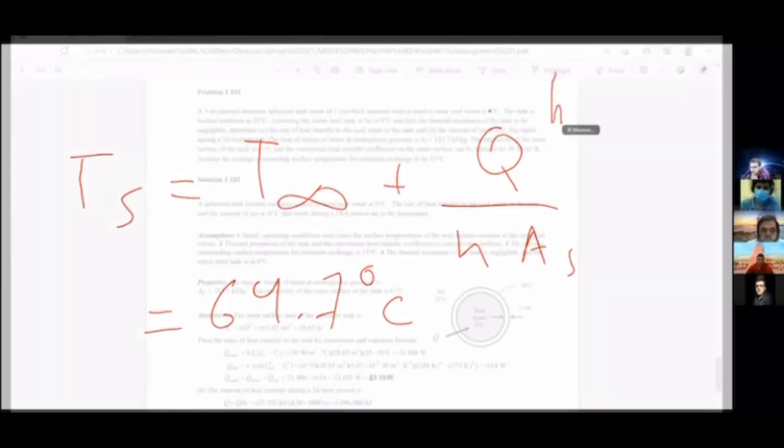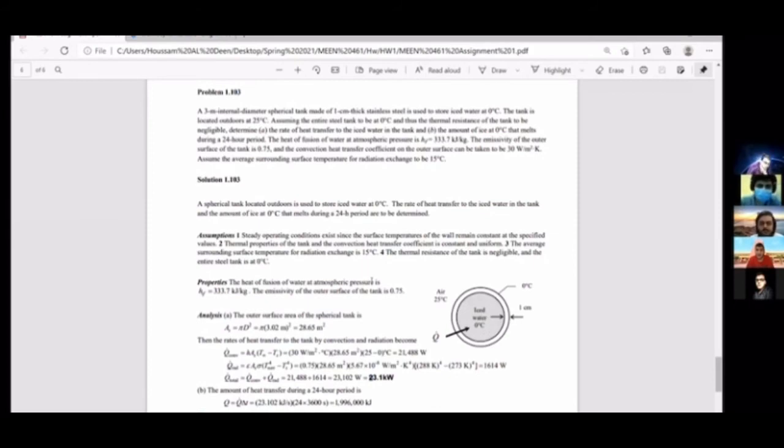Yeah, so basically the problem says to assume the entire steel tank to be at 0 Celsius, and thus the thermal resistance of the tank to be negligible. Determine the rate of heat transfer to the iced water in the tank, and the amount of ice at 0 Celsius that melts during a 24-hour period. The heat of fusion of water at atmospheric pressure is given as 333.7 kilojoules per kilogram. The emissivity of the outer surface is 0.75, and the convection heat transfer coefficient of the outer surface can be taken to be 30 watts per meter squared Kelvin. Assume the average surrounding surface temperature for radiation exchange to be 15 Celsius.